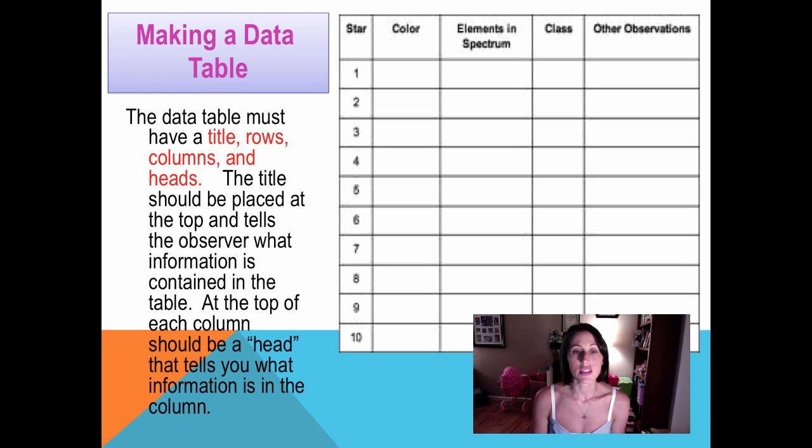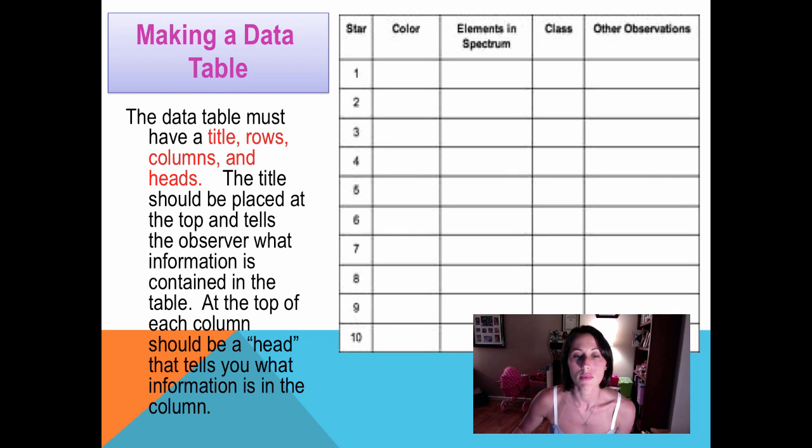The title should be placed at the top, and it's going to be an overall description that talks about the information that's contained in the table, so somebody can look at it pretty quickly and figure out exactly what you're talking about. At the top of each column is going to be the head, and that just tells you the specific information that's located in each column, okay?